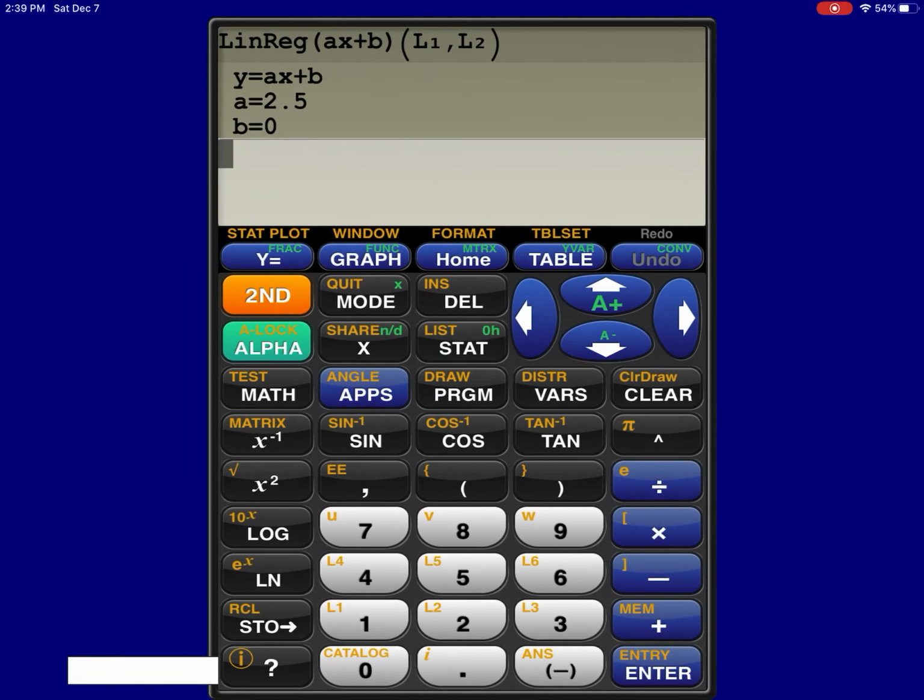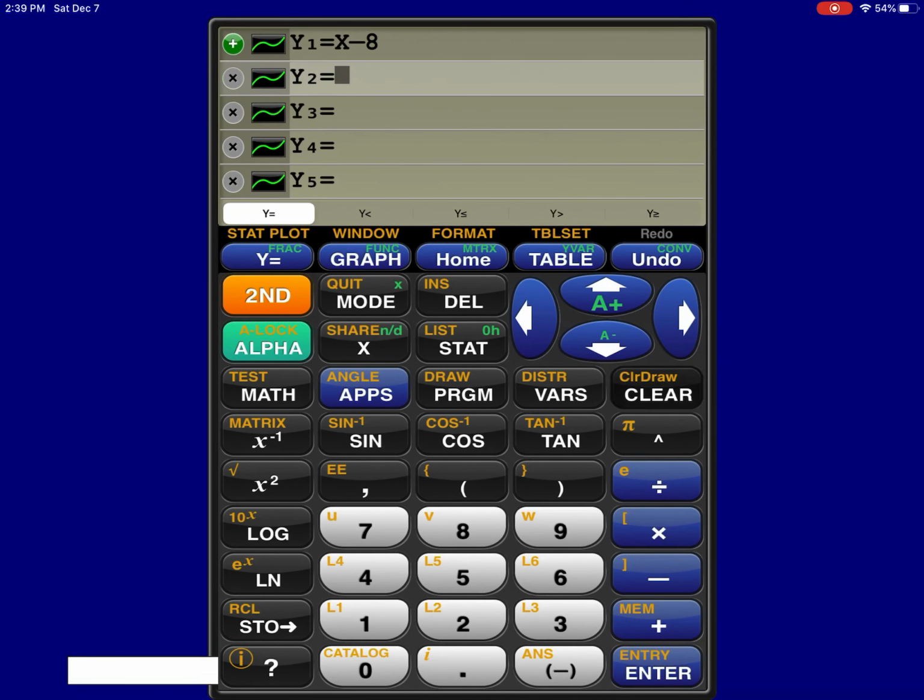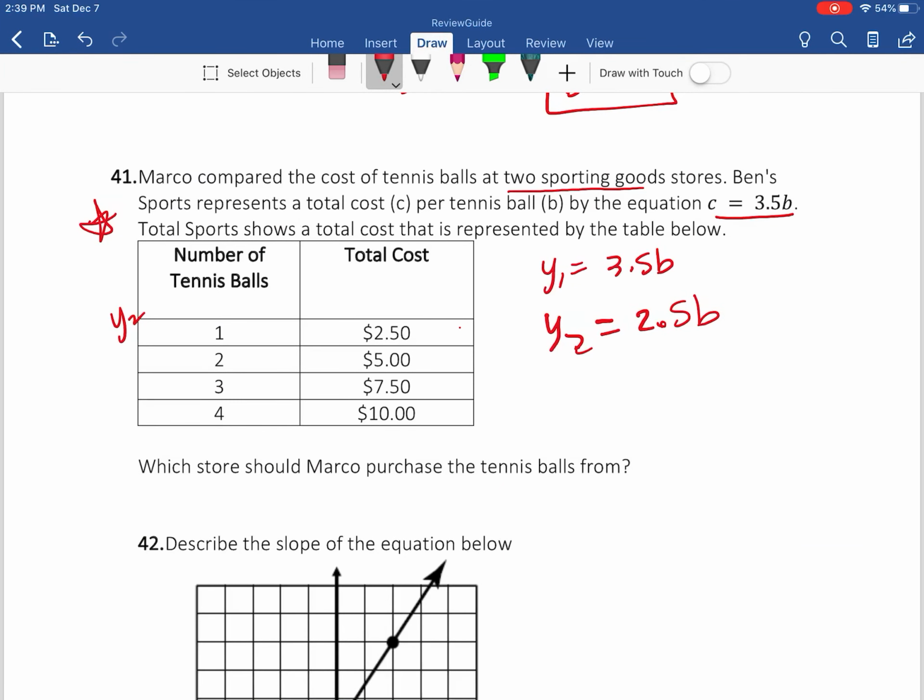Okay, so now I'm going to go in and look at my table. So I'm going to graph these both. So I'm going to put 3.5x, and then we said 2.5x. Okay. And I want to see which store we should purchase from. That's going to be the one that has the lower cost. Now, I'm just telling you right now, we're probably going to want to buy from Y2 because it has the smaller coefficient, right?